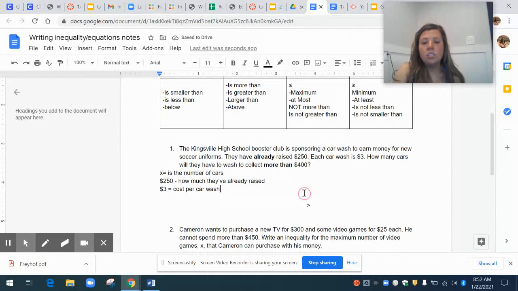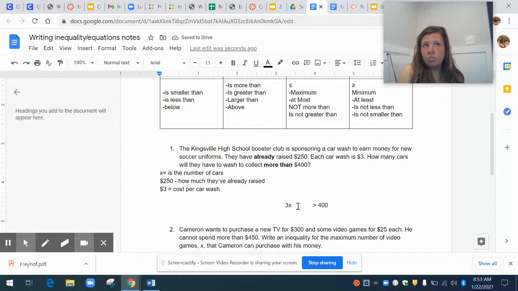So if I know each of those things, well, then I know that my 3 and my X have to go together, which is really important that you can pick that out, which number your X goes with. So I know that 3 goes with X, okay? And it says they've already raised $250. So they're not trying to earn $250. They've already raised that much. They're trying to earn more than $400. So I know that the more than is going to have to go over here, okay?